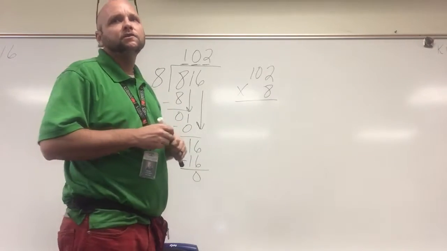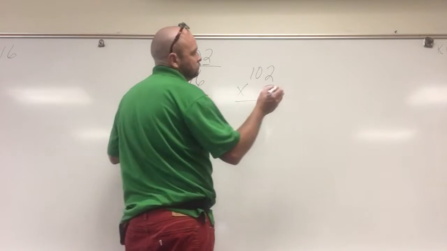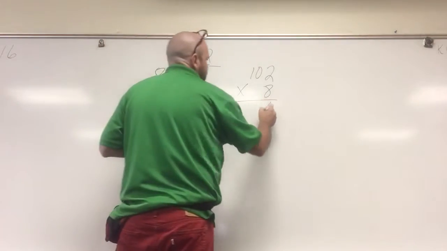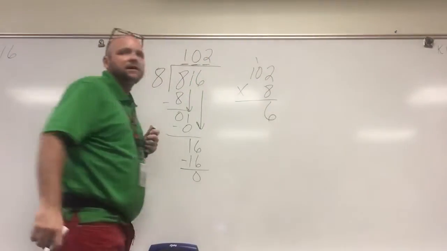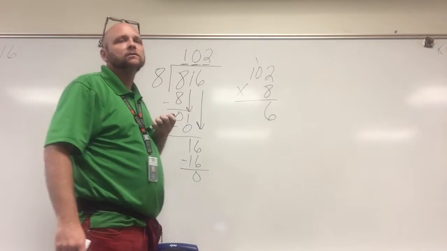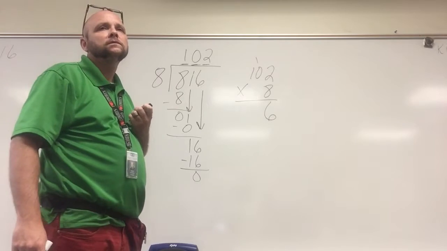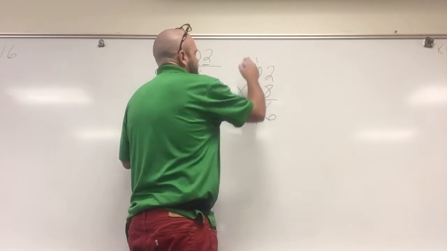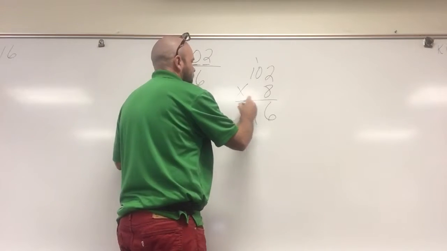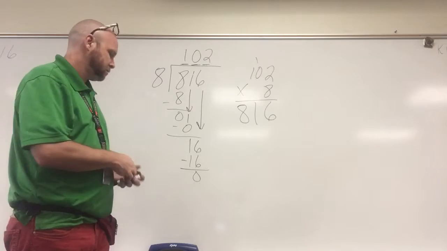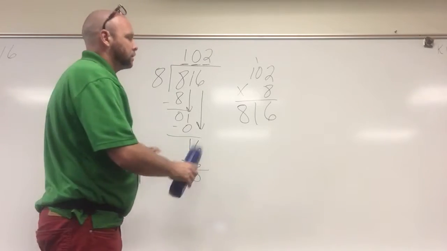Let's check it by multiplying. We'll multiply our quotient of 102 times our divisor of 8, and we should get our dividend. What's 8 times 2? 16. What's 8 times 0? 0. Plus 1. 8 times 1 is 8. So does our product match our dividend? Yes. We did it correctly.